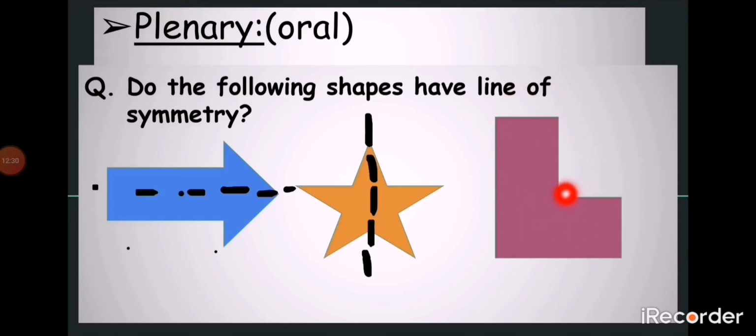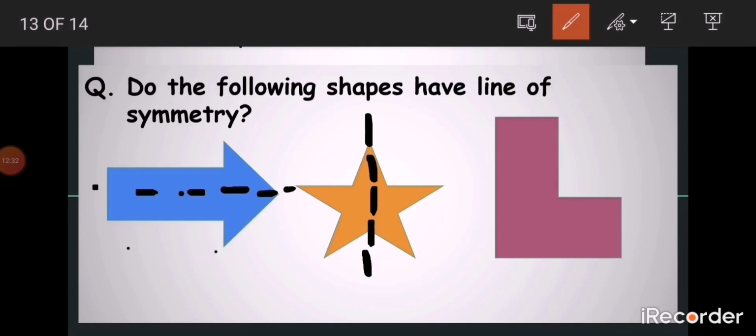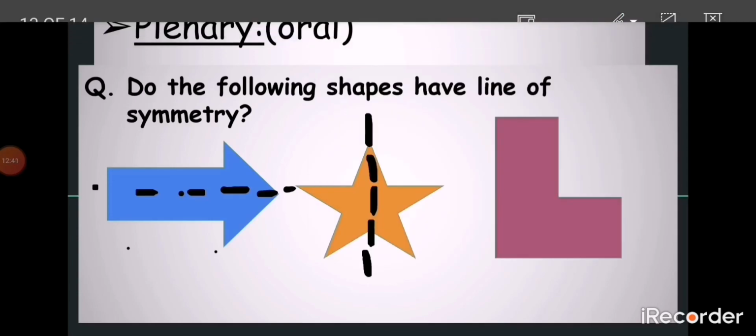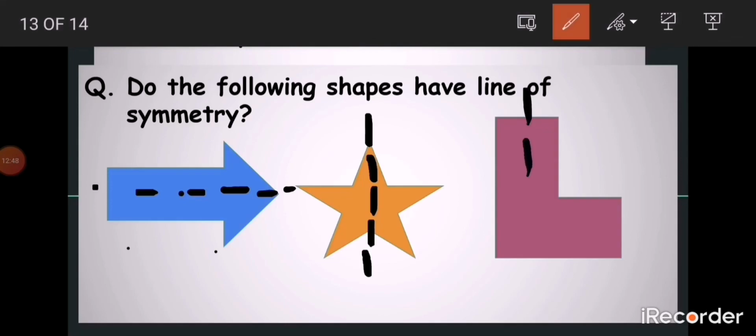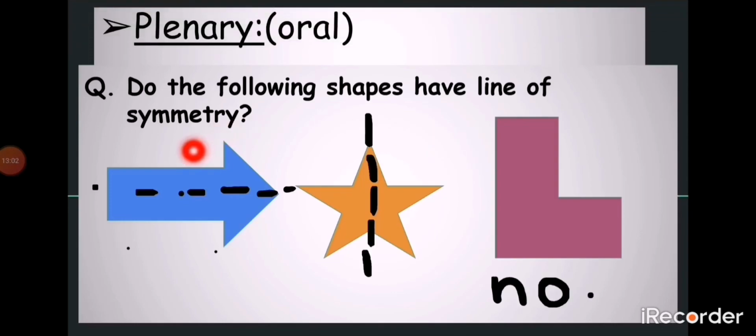Now look at this shape. If we fold it up and down, can we get the line of symmetry? Is it a line of symmetry? No. And if I fold this shape up to down or right to left, can I get the line of symmetry? No. So this shape has no line of symmetry. So we can write no here. There is no line of symmetry in this shape.